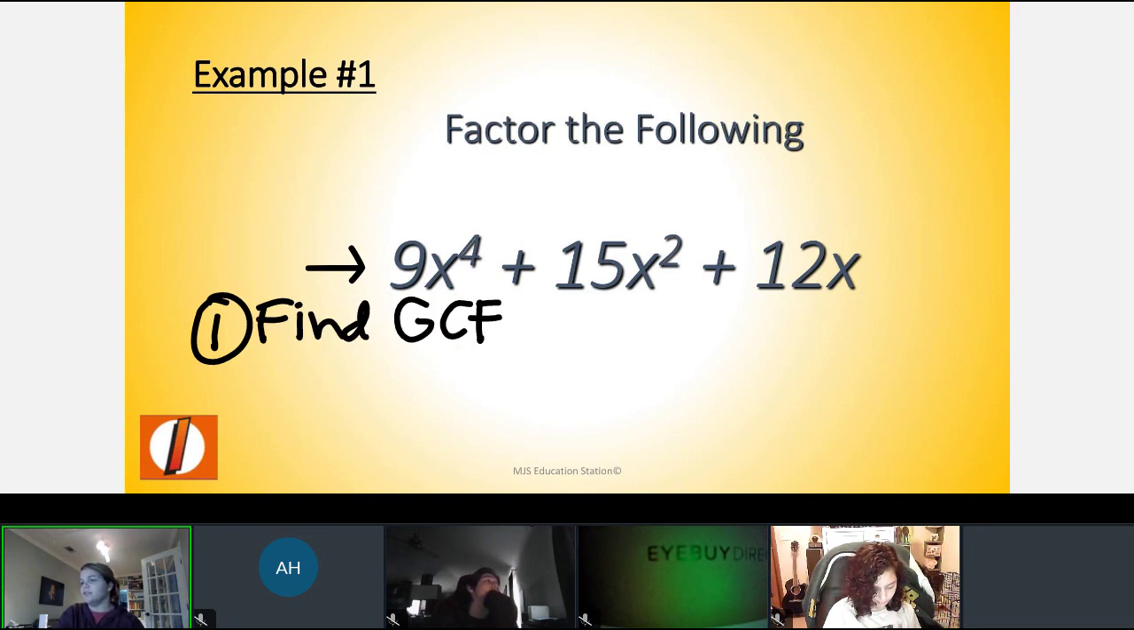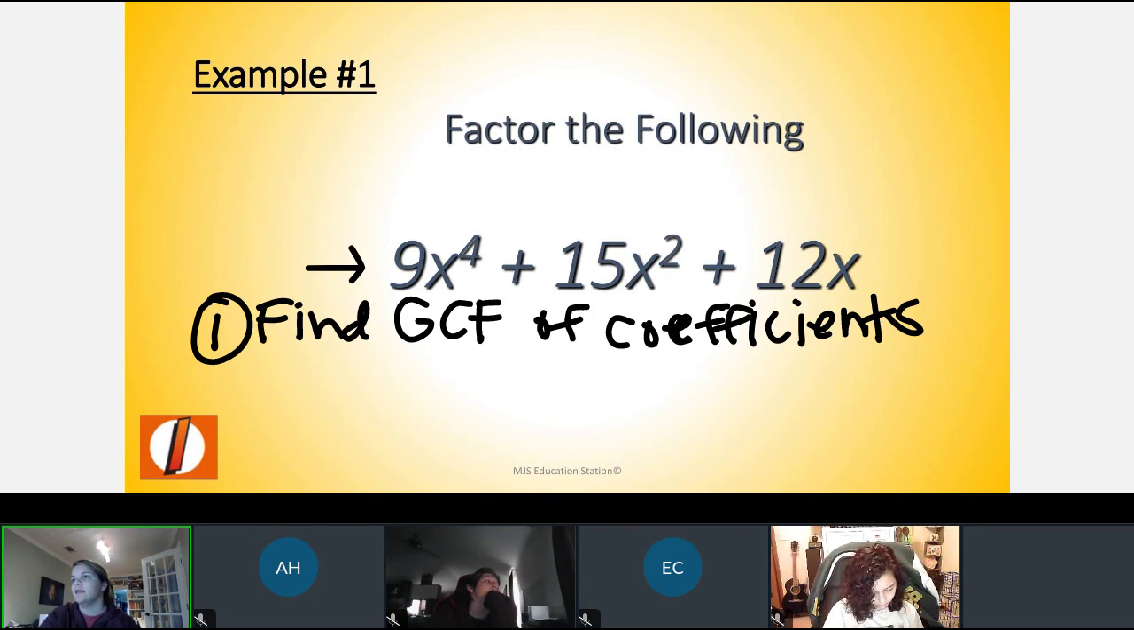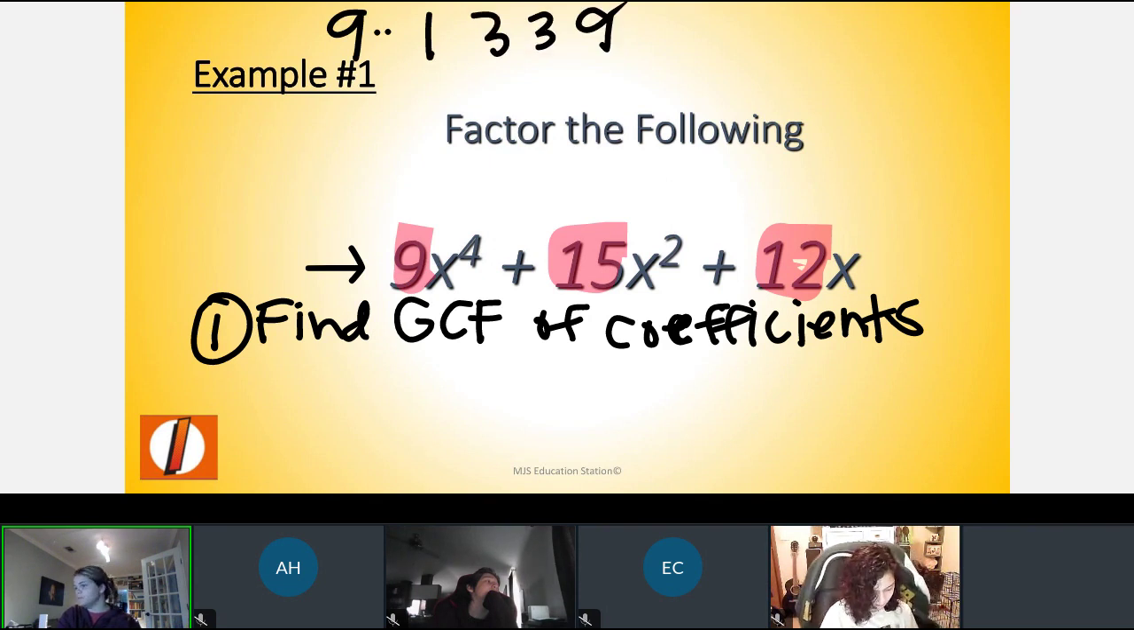First, we're just going to find the GCF of our coefficients. So if I look here, remember that coefficients are numbers in front of variables. I'm going to go ahead and highlight my coefficients. So I have 9, 15, and 12. All right, so I'll just start with 9. My factors of 9 would be 1 and 9, and then 3 and 3, right?